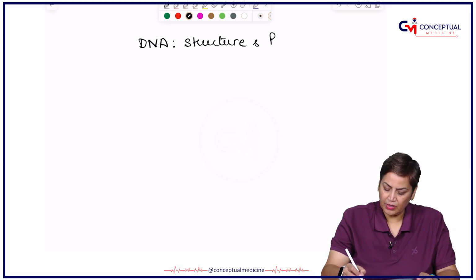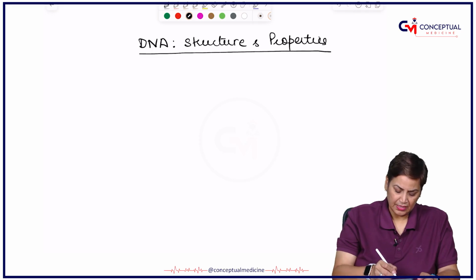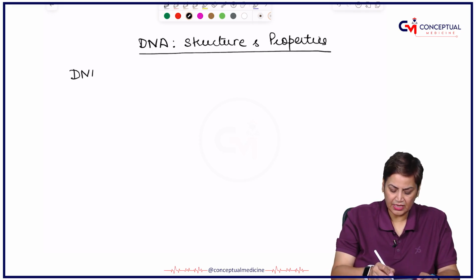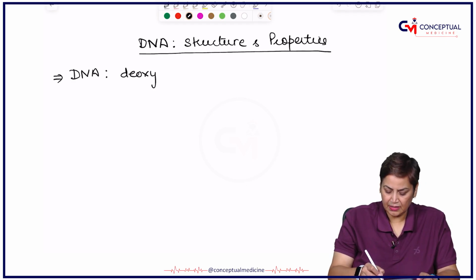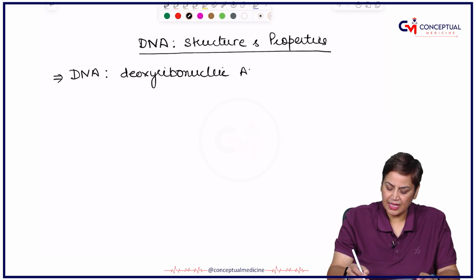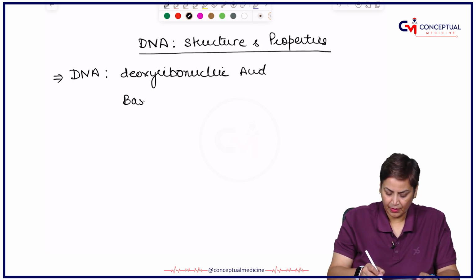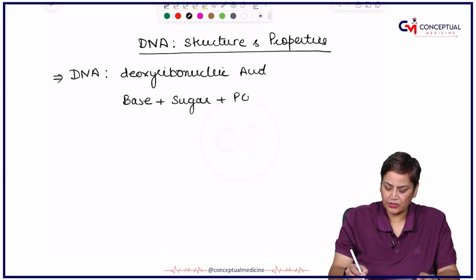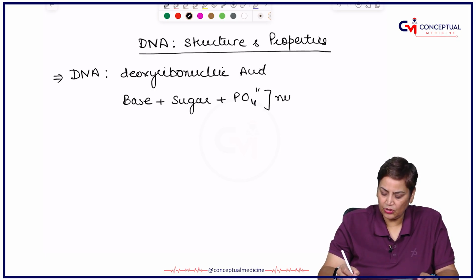Now, when we talk about DNA, what is the full form? DNA stands for deoxyribonucleic acid. Deoxyribonucleic acid, which means that it is formed of three components. It has a base, it has sugar, which is attached to phosphate. So if three components are there, we will call it a nucleotide.